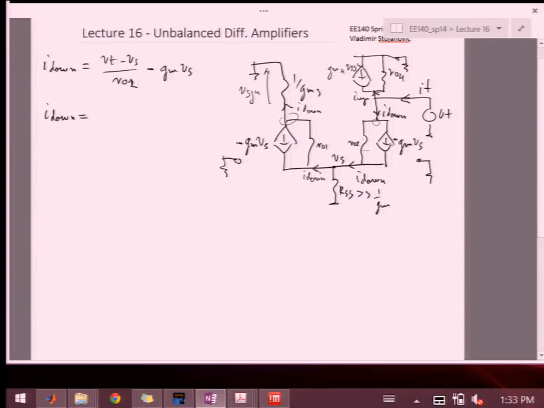Okay? And I'm just trying to figure out how that relates to, again, minus GM VS. So here I have VS minus whatever voltage 1 over GM3 develops with I down. So it's I down over GM3. And that divided by RO1, so that's the current that flows through RO1. And then I have plus GM1 VS, because minus GM1 VS is in the opposite direction of I down.